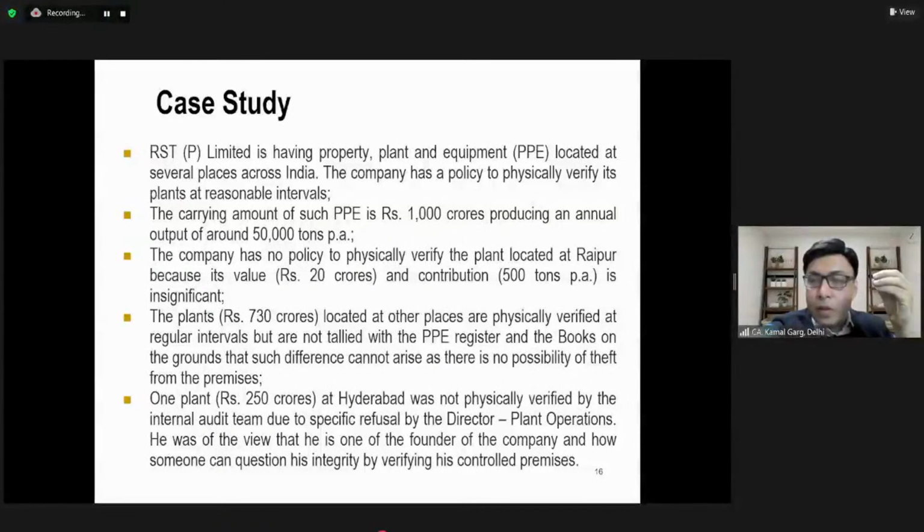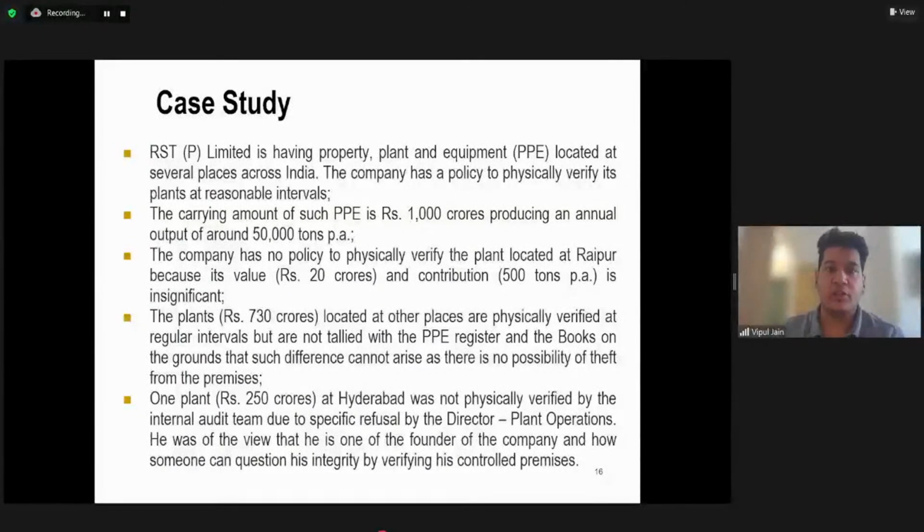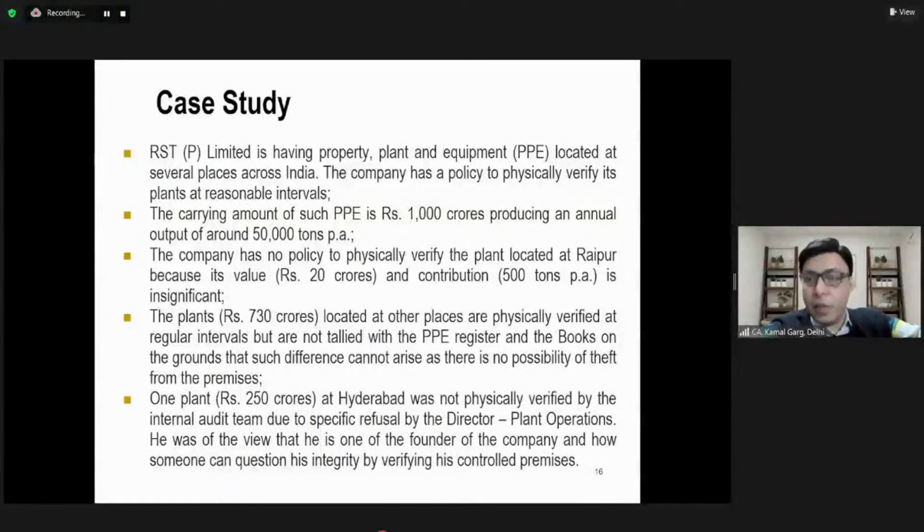Ask yourself whether property, plant and equipment in books and in the record and in the physical premises will have difference only because of theft. Can there be other reasons for difference? Answer is yes. There could be damage also. There could be shift of plant from one place to other place. So all these differences also need to be captured. So what you will record is that the physical verification program is not proper because the difference can arise even because of other reasons. You will give some sample reasons in your working papers.